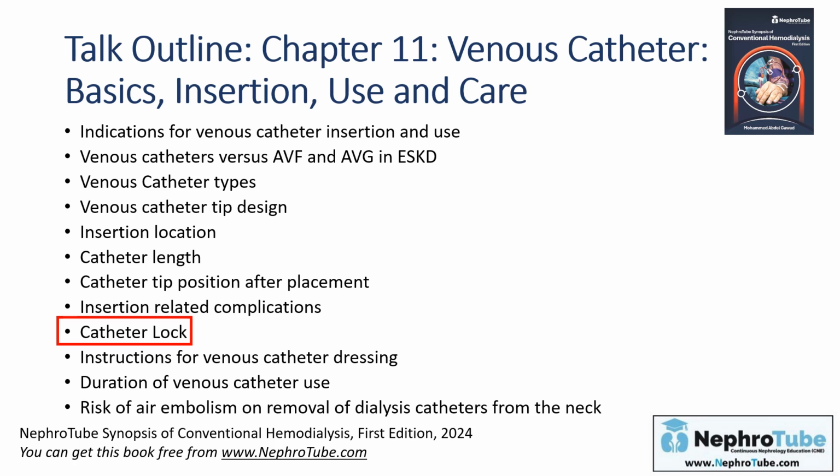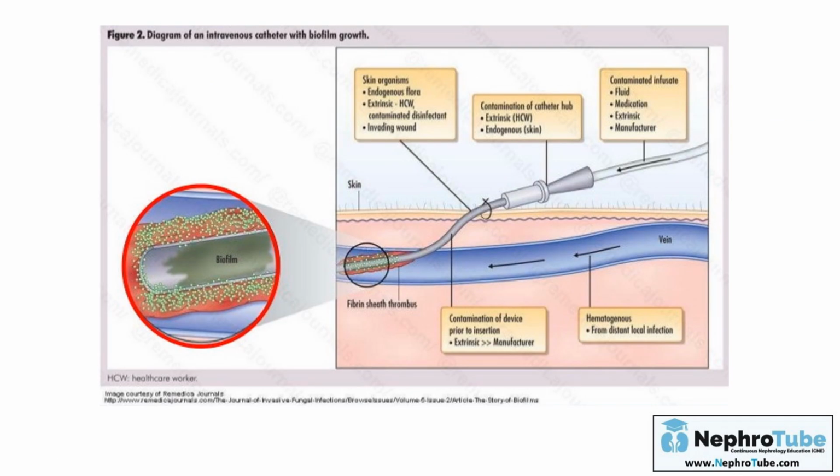Regarding catheter lock, why are we in need to use catheter lock, which is mainly formed of anticoagulant? Why do we have to put anticoagulant in the catheter at the end of each hemodialysis session? The main goal of catheter lock is to prevent intraluminal thrombosis, and we will discuss intraluminal thrombosis in detail in the next lecture. There may be a thrombus that can be formed intraluminal and obstruct the catheter. We have to avoid this by catheter lock. And also, catheter lock is important to prevent the formation of what is called biofilm.